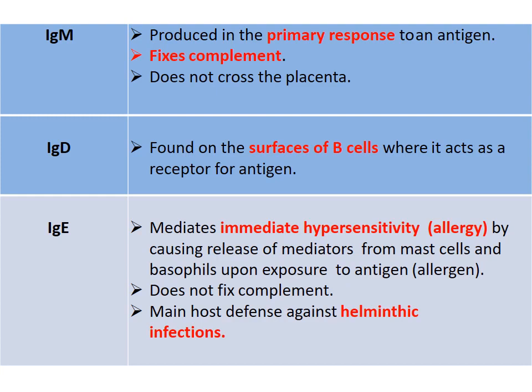IgD is present with IgM on the surface of the unstimulated B cell where it acts as a receptor for antigen. IgE is the mediator of immediate hypersensitivity reaction or allergy by causing release of mediators from the mast cell and basophil upon exposure to antigen or allergen. So it is the main mediator of hay fever, asthma, other allergic reactions, anaphylactic shock, etc. It cannot fix complement and it is the main host defense against helminthic infection.